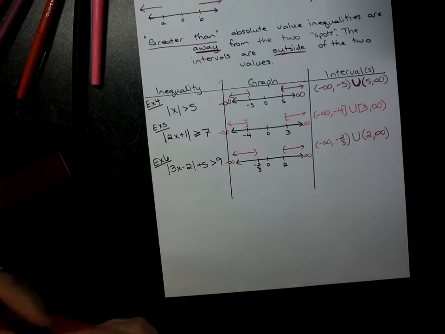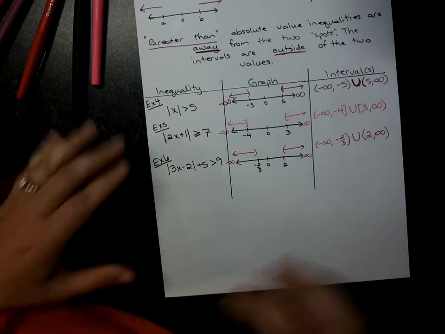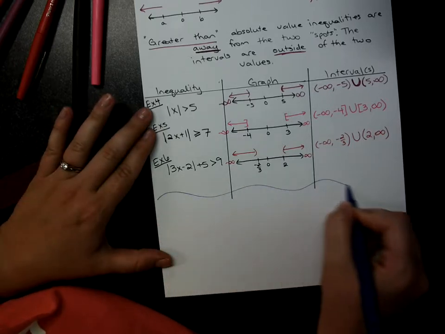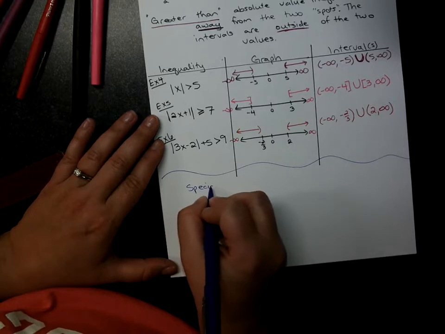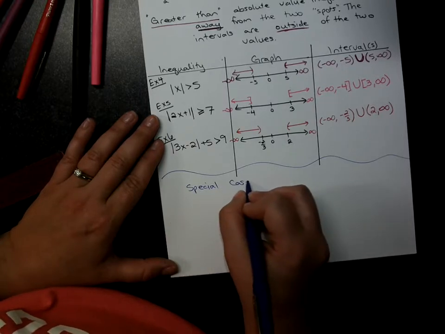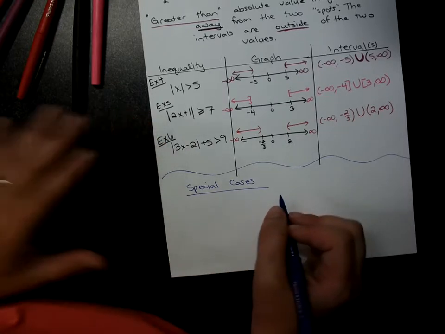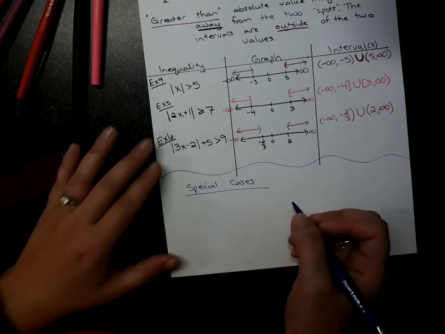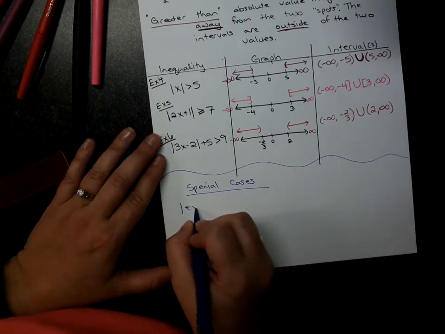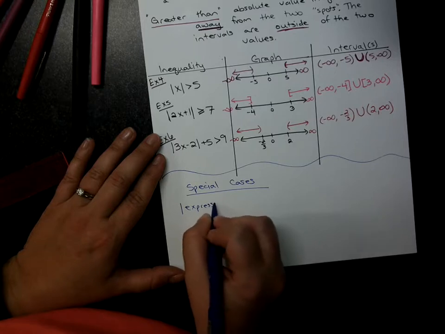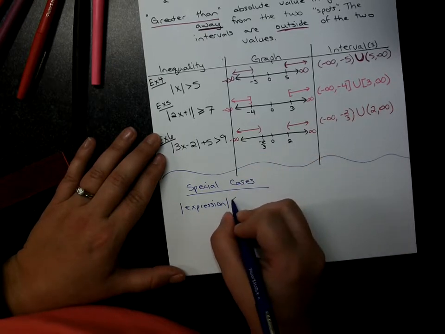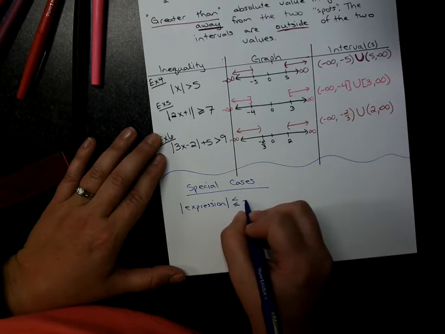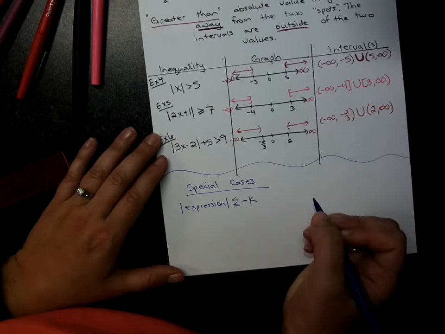We won't really see this again for the rest of the course, but I wanted to make sure to cover it for when you get to college algebra. The last thing I want to briefly mention here are some special cases. And again, not a big deal. I just want to point them out. I want to look at if the absolute value of the expression is less than or equal to a negative value.